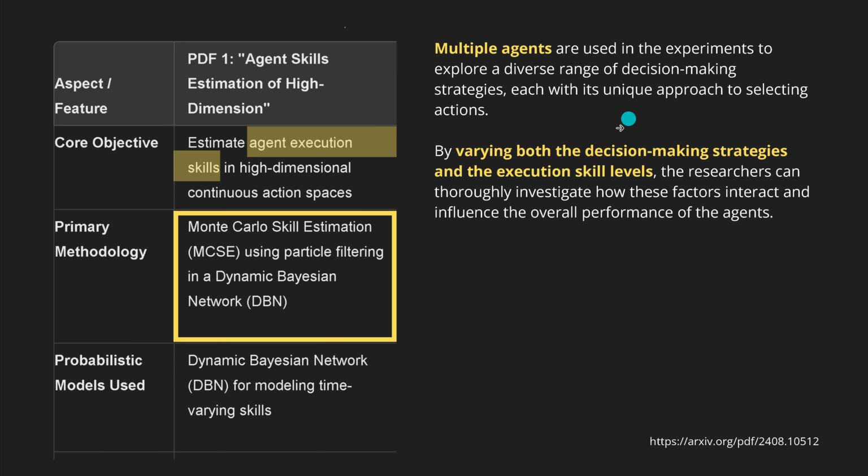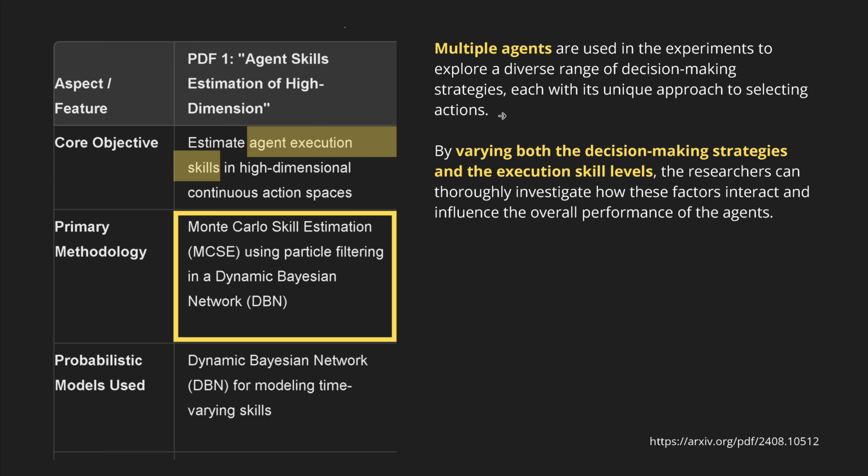Beautiful. So we now have multiple agents used in this particular experiment to explore a diverse range of decision-making strategies. And you see, we are moving slowly from our first PDF into the third PDF, but slowly. We are still at PDF number 1. But it is clear. Now we have multiple decision-making strategies. Also, one agent has multiple strategies it can follow. And each strategy has a unique approach in selecting the next actions.